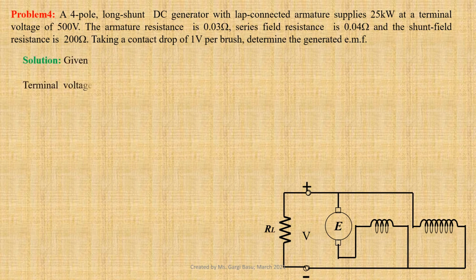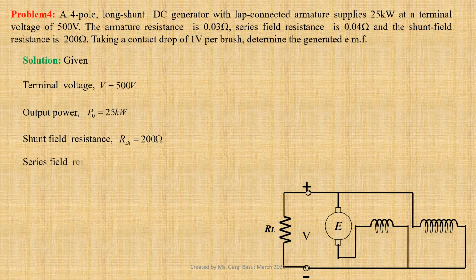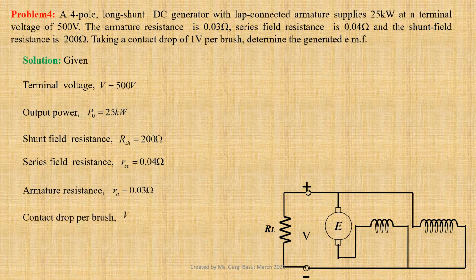Let us first jot down the given data. Terminal voltage V equals to 500 volts. Output power PO equals to 25 kilowatt. Given shunt field resistance RSH equals to 200 ohm. Series field resistance RAC equals to 0.04 ohm. Armature resistance RA equals to 0.03 ohm. Contact drop per brush VB equals to 1 volt.